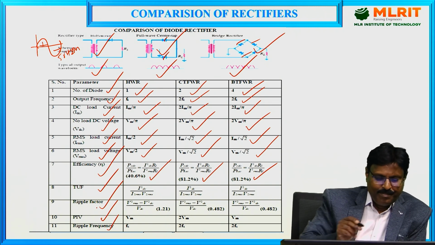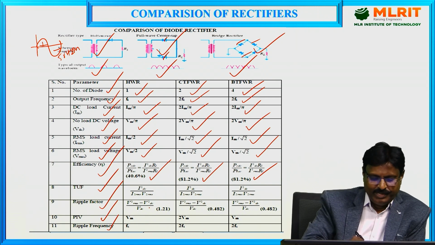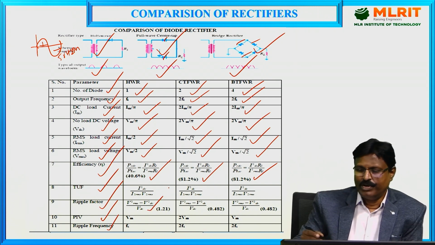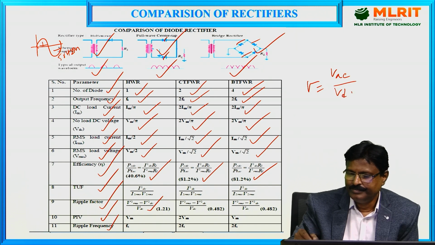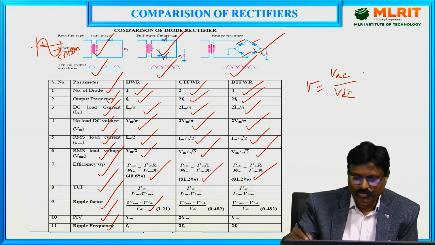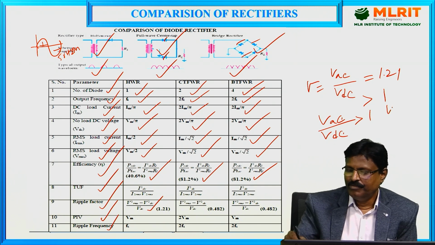Okay. Next, ripple factor. If we go for the half wave rectifier, the value will be equal to 1.21. As you can see here, the ripple factor is represented by gamma, so VAC by VDC is equal to 1.21, which means it is greater than 1. So VAC by VDC is greater than 1. That means VAC is greater than VDC.